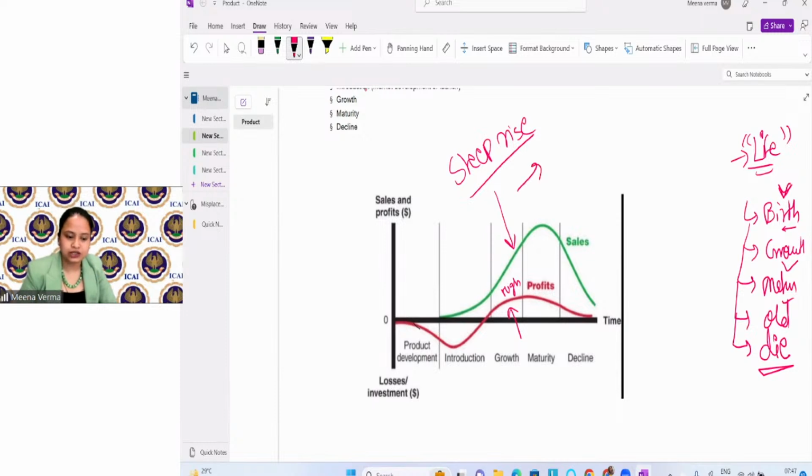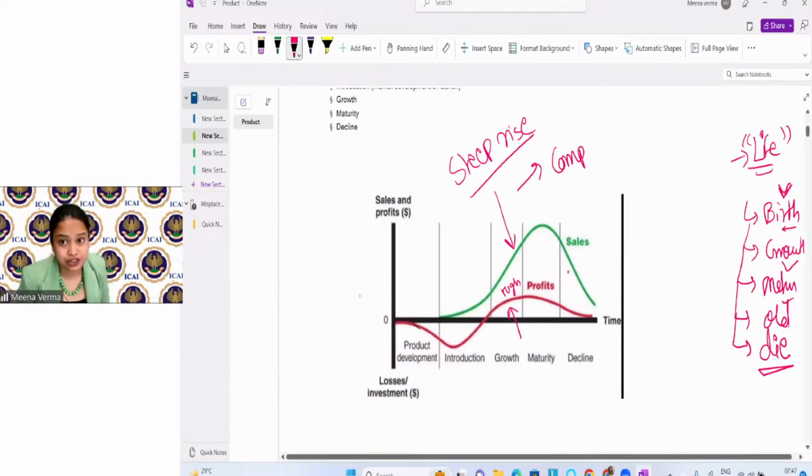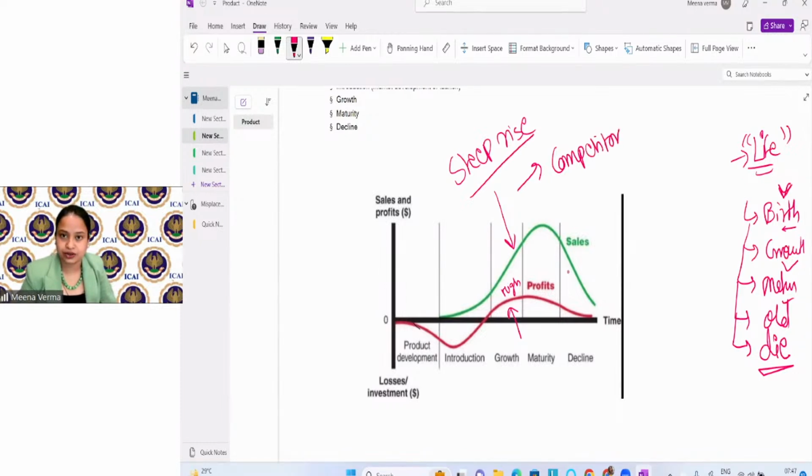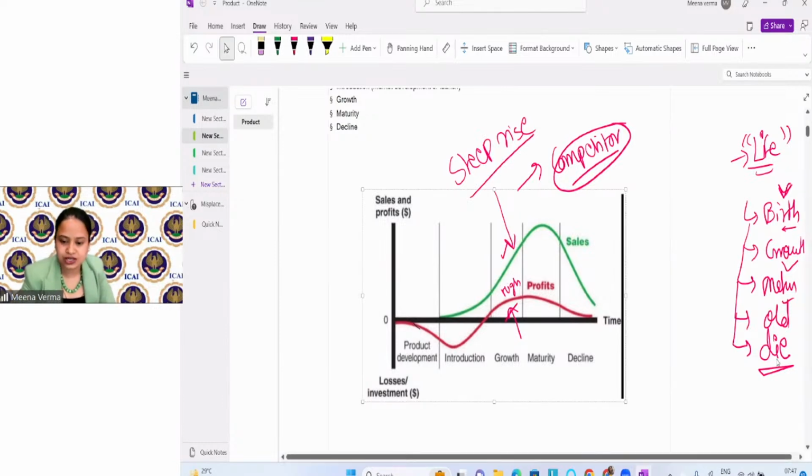But the demerit of this stage is that competitors will start noticing you. Oh, they are earning very high profit, innovative product, new product in the market. So for that reason, competitors will start noticing their product. Though the sale is very high, a steep rise in sale, and profit is high in the growth stage, the competition will begin here. In this stage, the competition will start. Okay? So you can see here.